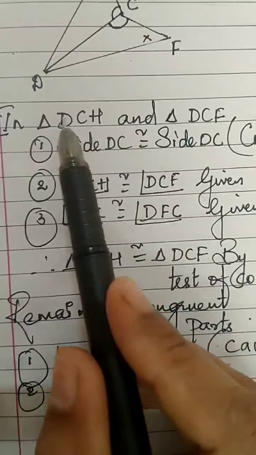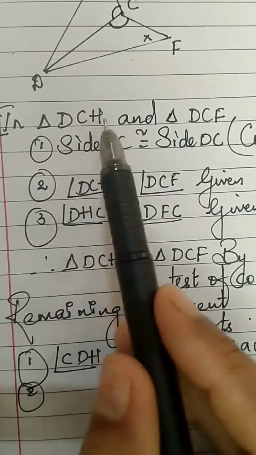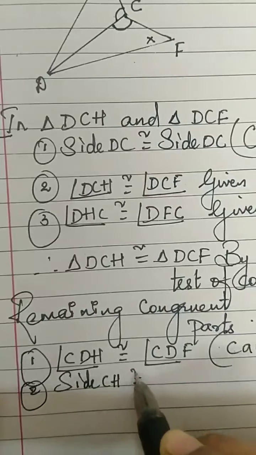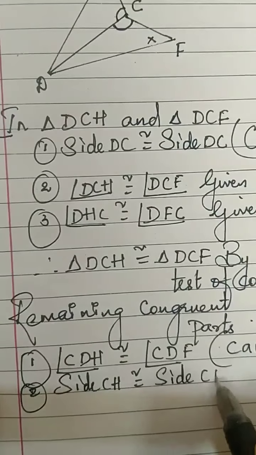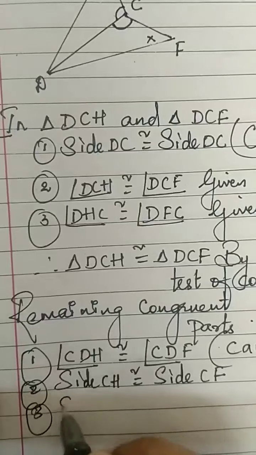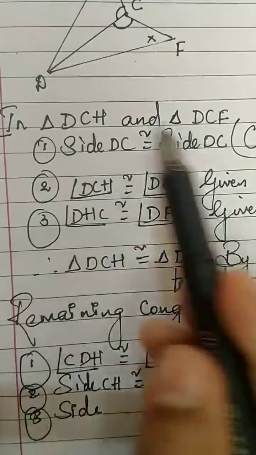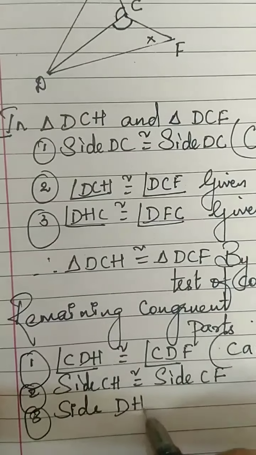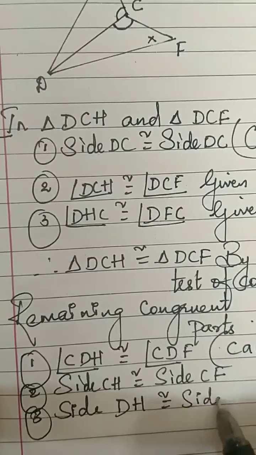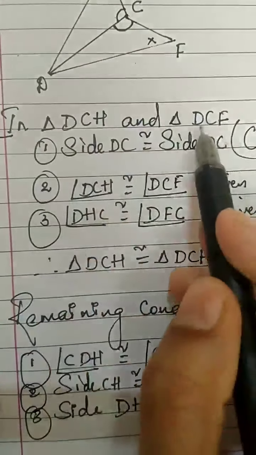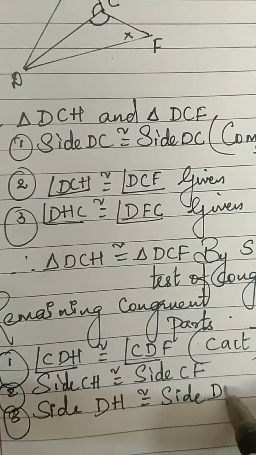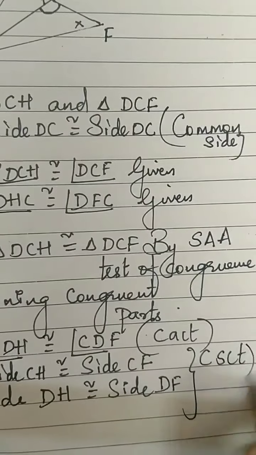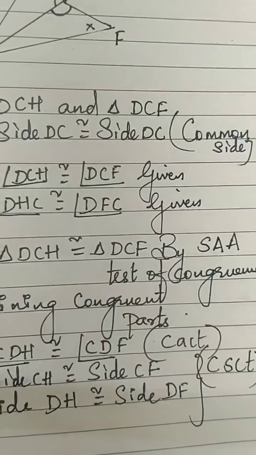Which are the other two sides? DC and DC over. Now write CH and CF. Side CH congruent to side CF. Third one, side DC over, CH over, now DH. Side DH congruent to side DH. First and third, so first and third is DF. And they both are sides. So you will write the reason as CSCT: corresponding sides of congruent triangles.